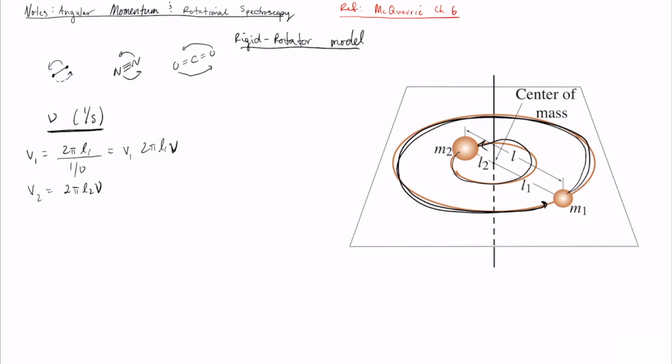Okay, and so now what we'll do is group this 2 pi and this nu together, and we're going to call these the angular frequency. So omega is equal to 2 pi nu. This is known as the angular frequency.